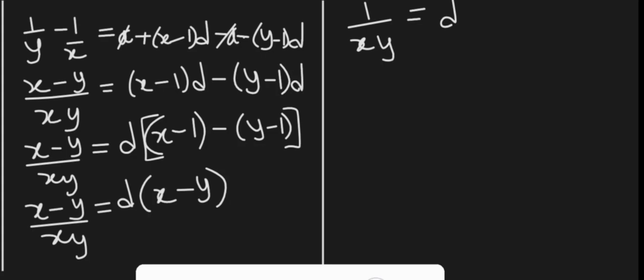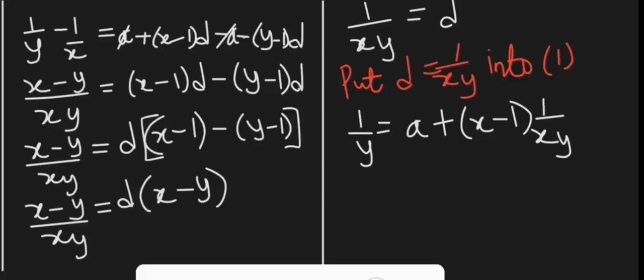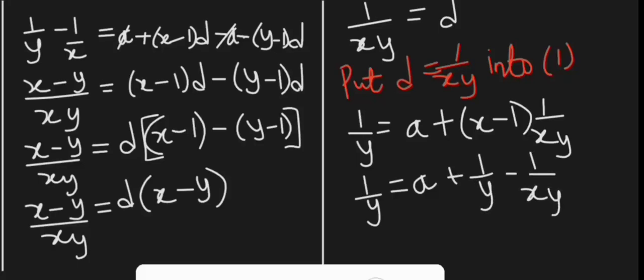Now let us put the value of this common difference into equation 1. Equation 1 is 1 over y equals a plus (x minus 1)d. But instead of d, we put 1 over xy. Opening the brackets on the right, 1 over y equals a plus 1 over y, as x cancels x, minus 1 over xy, where 1 over y, we cancel out 1 over y when we subtract, leaving us with a to be equal to 1 over xy. Now we have the first term, 1 over xy.